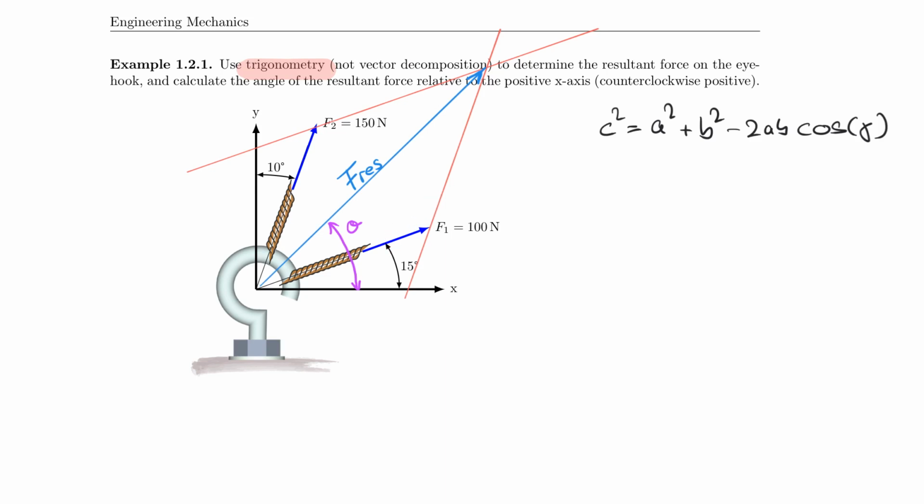Let me first transcribe the equation: F resultant squared is equal to F1 squared plus F2 squared minus 2 F1 F2 times the cosine of an angle that I'm not aware of right now. And there lies the first challenge. So let's look at that angle first. I need this angle, and let me call that gamma. Gamma can be found. There are some traps to fall into here, but let's talk about them.